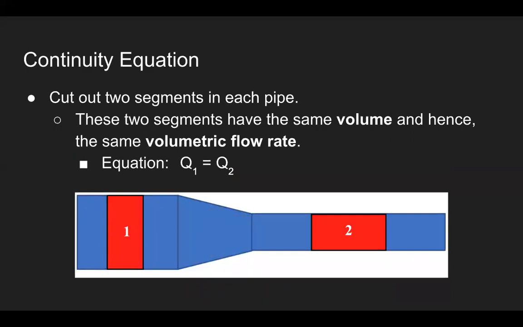If I were to cut out two sections of each pipe in the pipe system, I need these two sections to be presumably the same volume. We had initially stated that the two pipes have different diameters, so the length of each section must be different in order to fill up the same volume of fluid. This can be visualized by the red sections in the image. Therefore, if these two sections have the same volume, they must also have the same volumetric flow rate, where Q1 is equal to Q2.